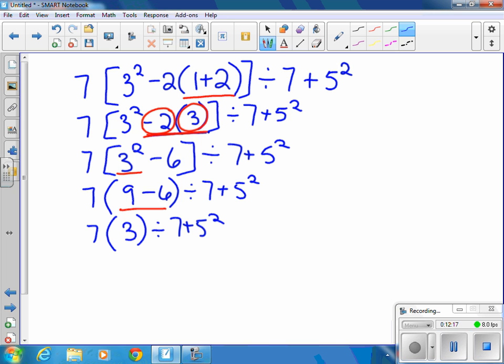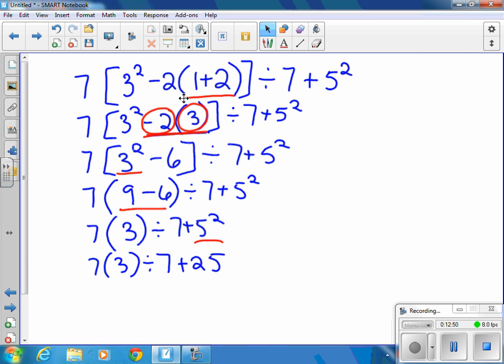Okay, now I've gotten rid of the parentheses because again, that parentheses 3, it's acting as a multiplication symbol instead of parentheses. So now I'm going to go ahead and do my, because I should have written my PEMDAS up there, but I've done my parentheses. I have an exponent though, so I need to get my exponent done. I have 5 squared. So let me get the 5 squared done. I have 7 parentheses 3 divided by 7 plus 25. Okay, now I've got that done.